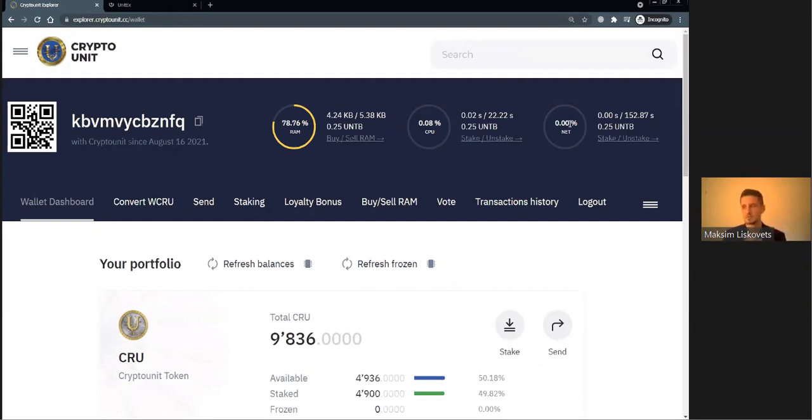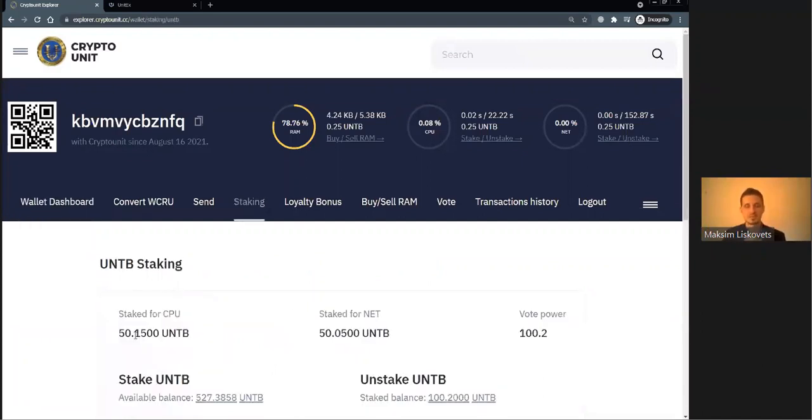As for the net, it's like a road, you know, it can be either a one-lane road or it can be a large highway with like 8 lanes on it. So we recommend that you have CPU and net. For example, if you have lots of transactions, we recommend that you have 50 UNTBs staked in both. And I'll tell you about it more.